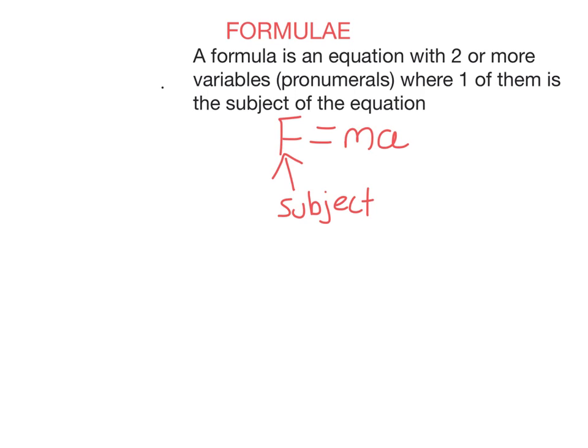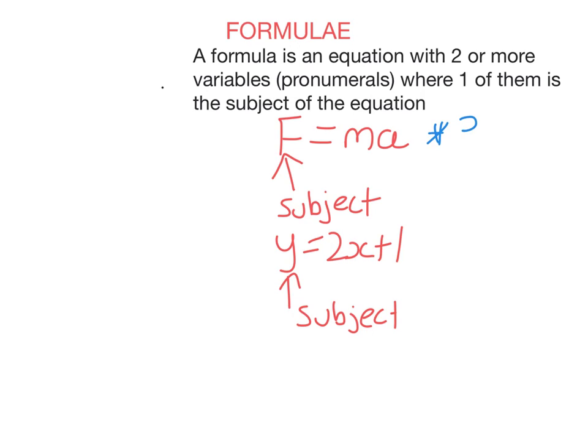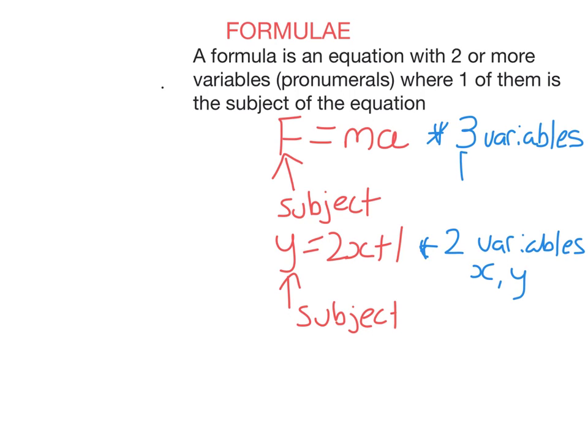The equation that I just gave you, y equals 2x plus 1, we did that in the last example. That's a formula because y is the subject. And you'll notice that in the first equation here, there are 3 variables. They're things that change from question to question. So f, m, and a are all variables. Here, there are 2 variables. So the variables here are x and y. As I said, f, m and a were the variables in the first one. So both of these are examples of formulae.